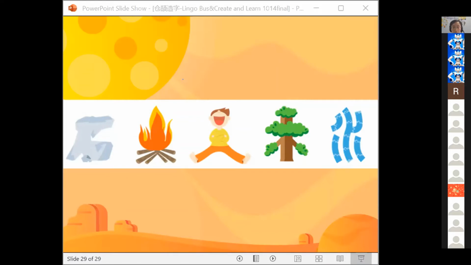How about the next one? The one beside 人? It's tree. Do you know how to say tree in Chinese? 树. Good job, Jacob. Yes, or we can say it's 木. 木, wood, which also means tree.